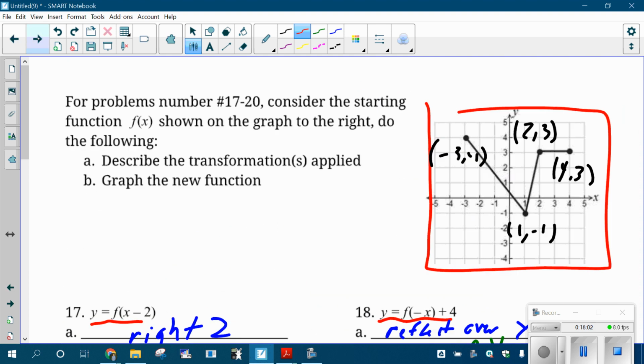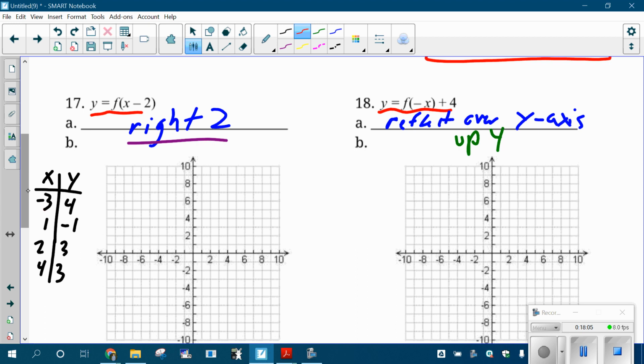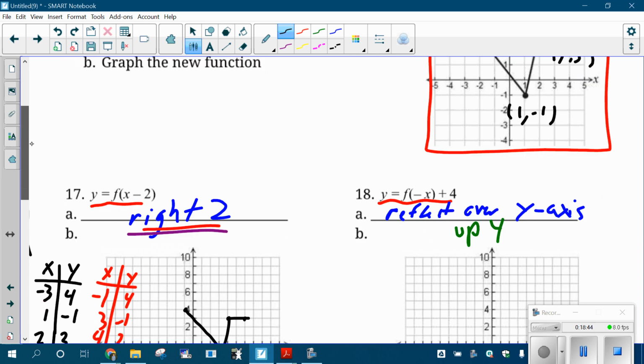Okay, so going back here, I'm just going to take my table and make my X coordinates 2 bigger. And I'm literally just going to redraw the table. Y coordinates, unaffected. X coordinates, 2 bigger. Now what? Graph those points. -1, 4. 3, -1. 4, 3. 6, 3. Connect them. This graph looks like this graph moved right 2.